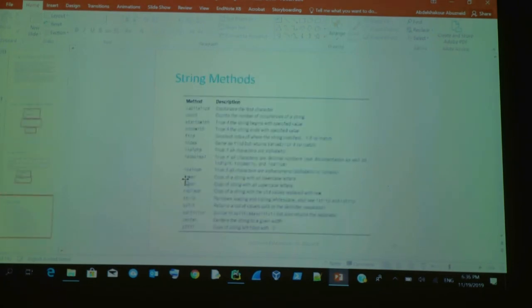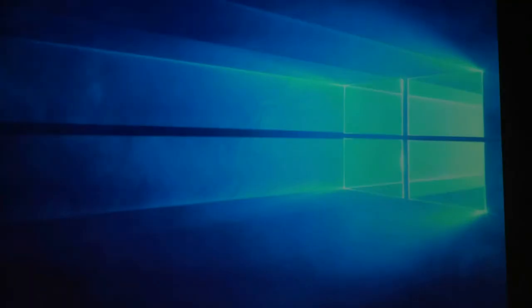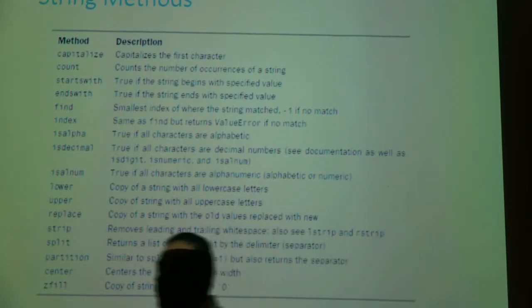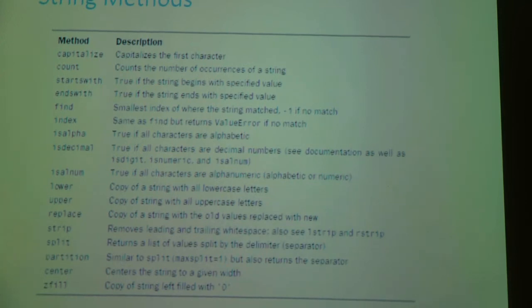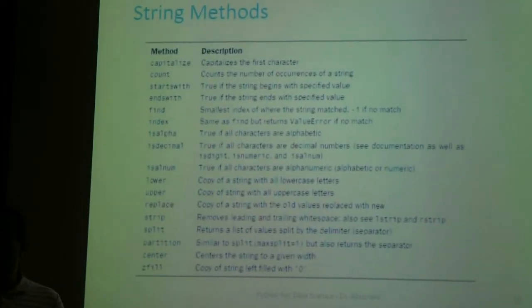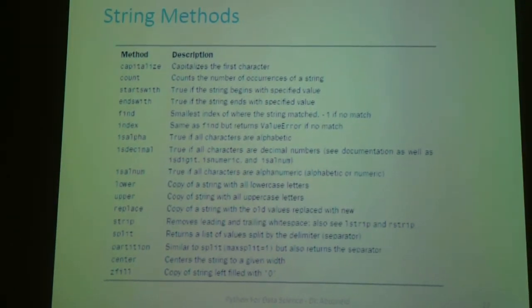So in here, for example, as you see, these are examples for some of the functions that you could use. So the top one is to capitalize. So you have a column, you have an object type that you need to capitalize it all. So there's a lot of functions, so it's good to be familiar with all of these. Count the number of occurrences of a string. So you have a string, we need to see how many happens. How about start with, if you need to see if the string starts with the value. Find smallest index of where the string matches, -1 if there is no match.